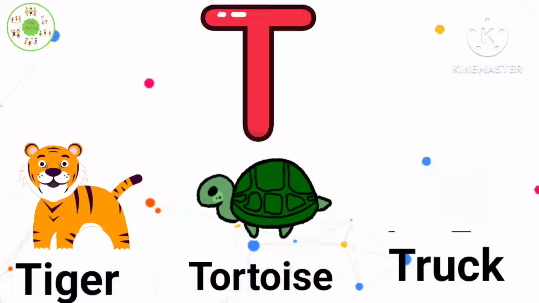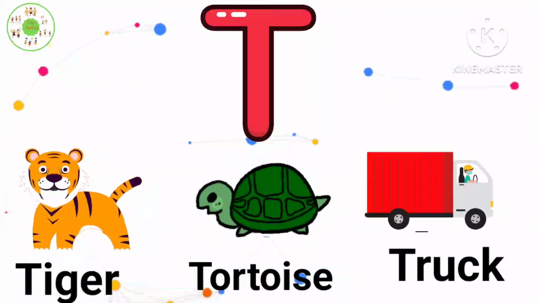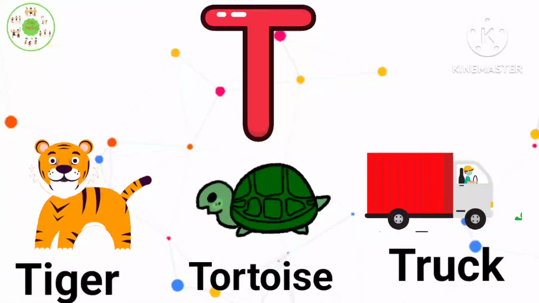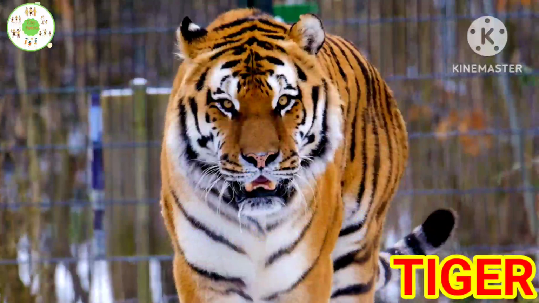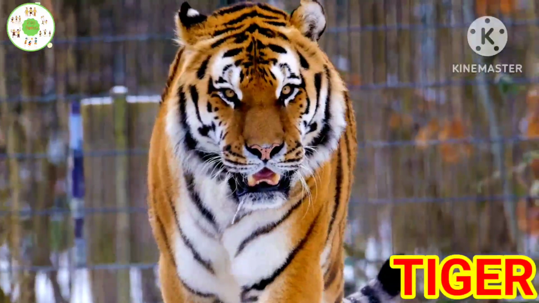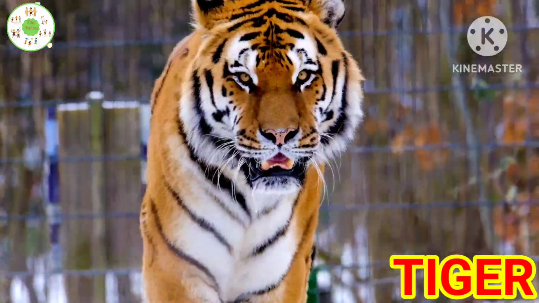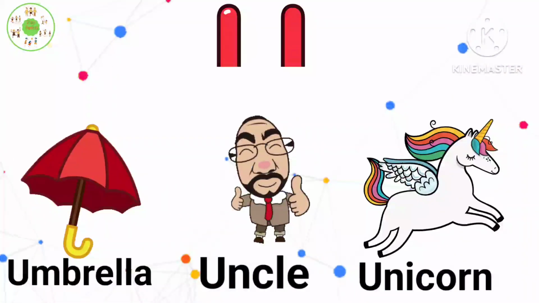T for tiger. T for tortoise. T for truck. Tiger. U for umbrella.